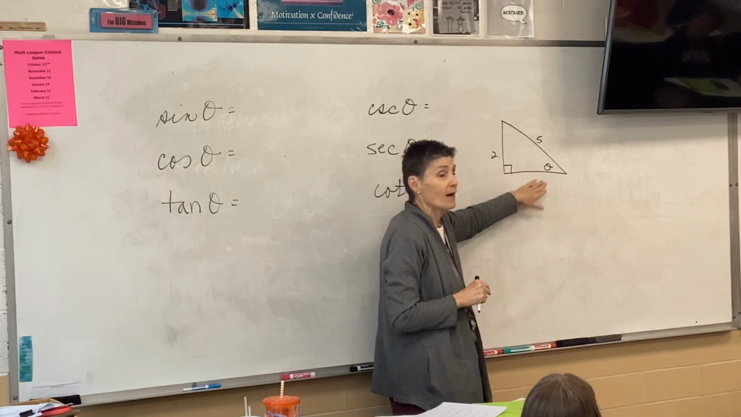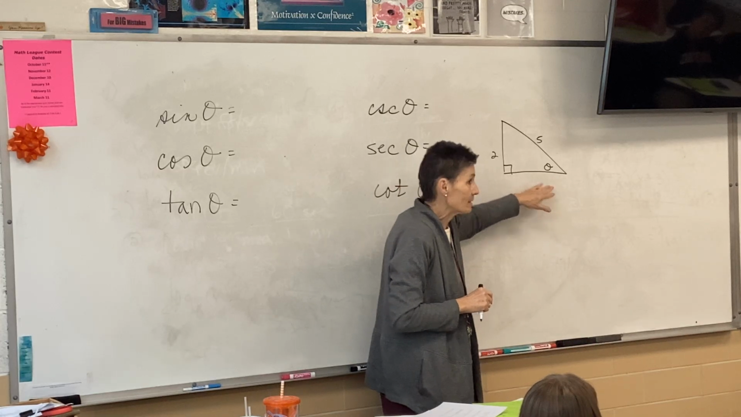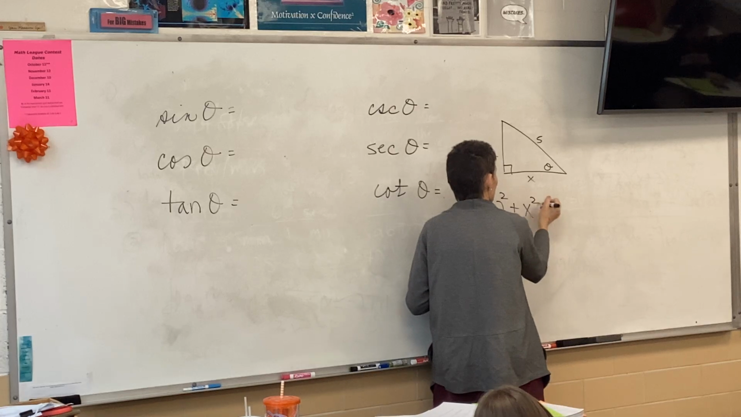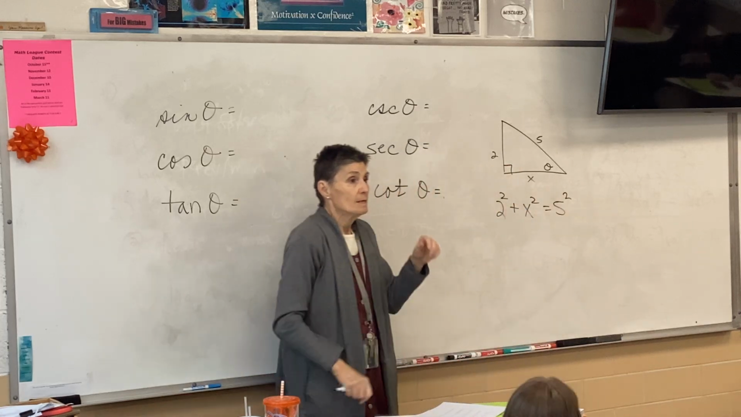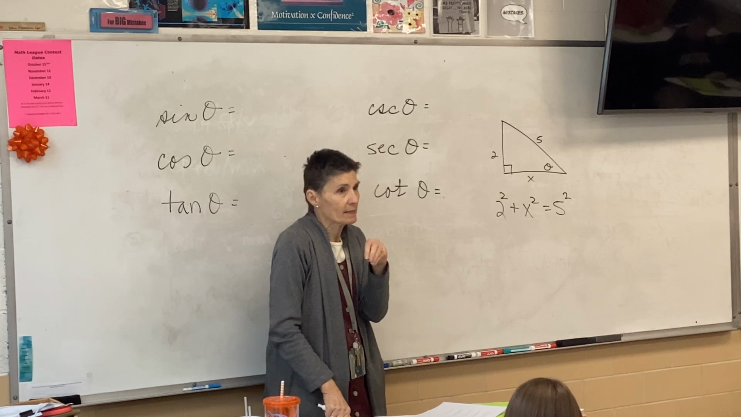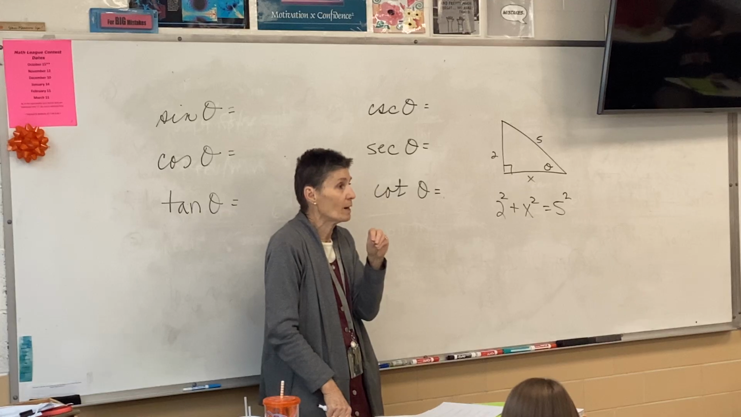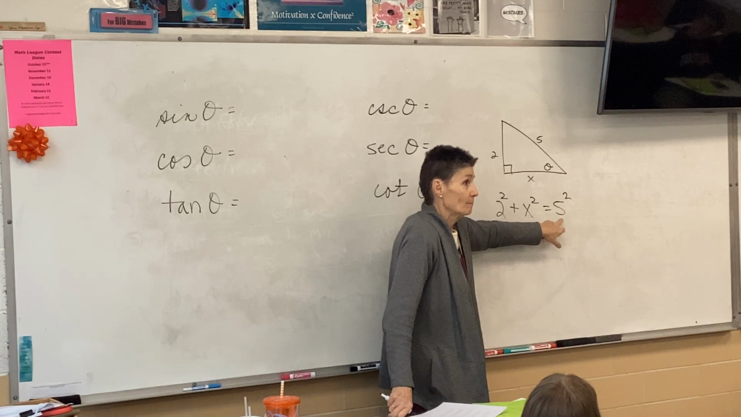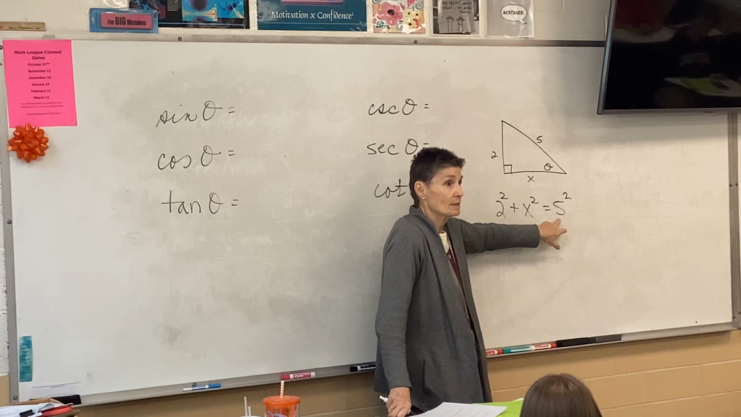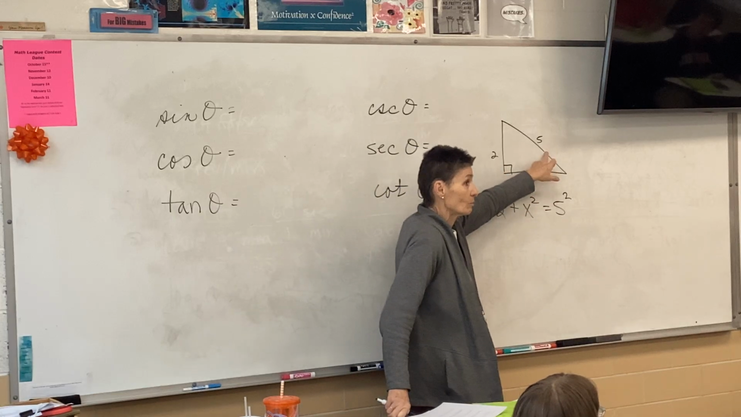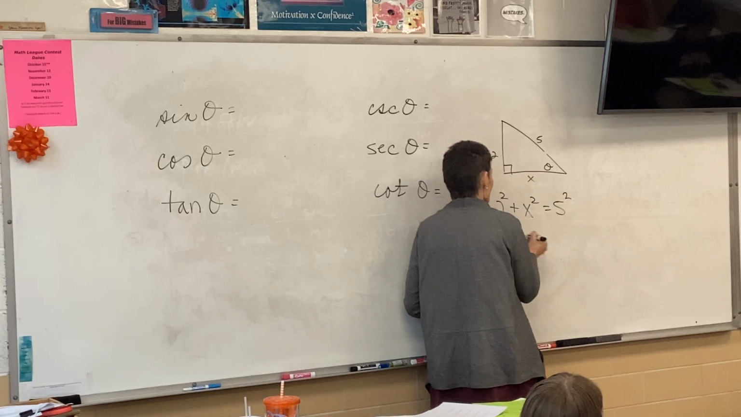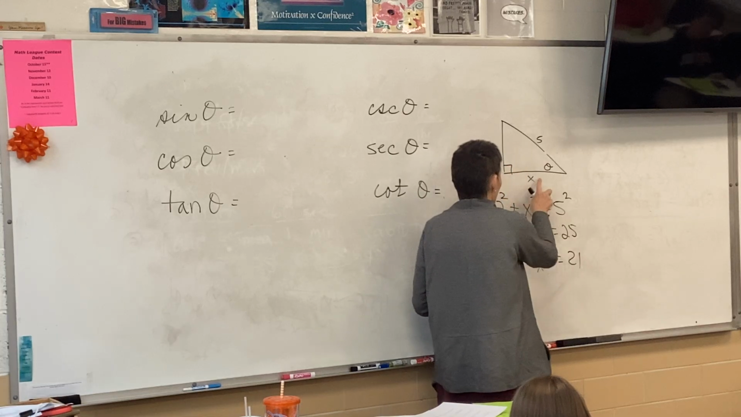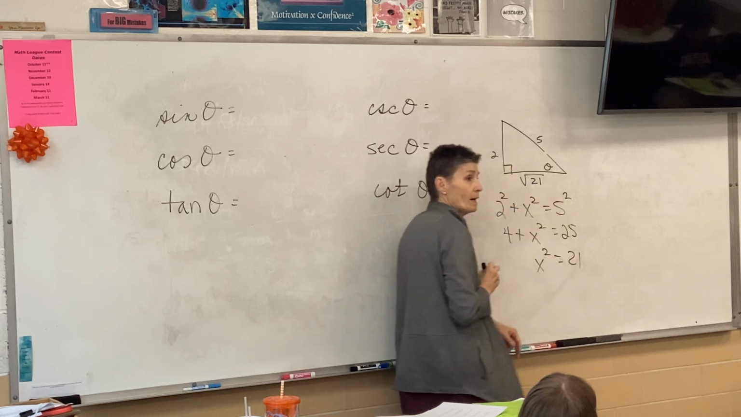So, how are we going to find the missing side of the triangle? Pythagorean theorem. 2 squared plus x squared equals 5 squared. This sounds really silly that I'm even telling you this, and I don't mean to insult you in any way. But when you do the Pythagorean theorem, this guy over here is the hypotenuse. So 2 squared plus x squared equals 5 squared. So 4 plus x squared equals 25. X squared equals 21. And x equals the square root of 21.